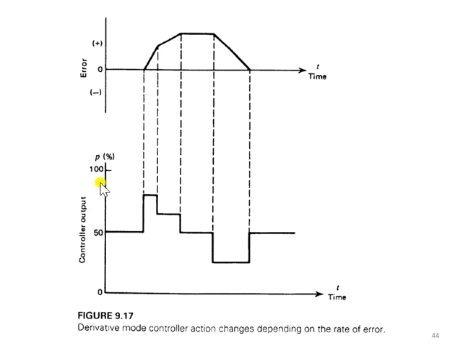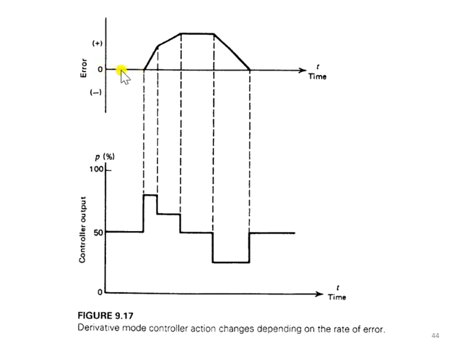We can see another example here. So below here is the controller output and the error is above here. So we are going to start the analysis of the PD controller.